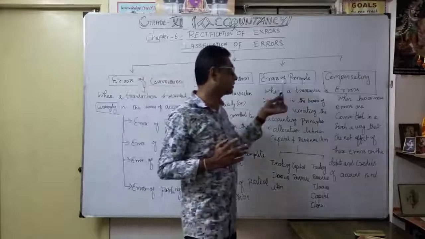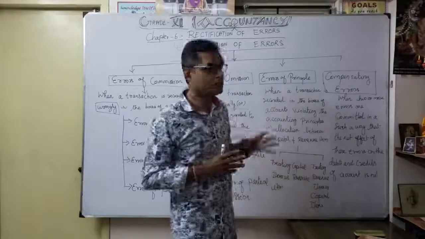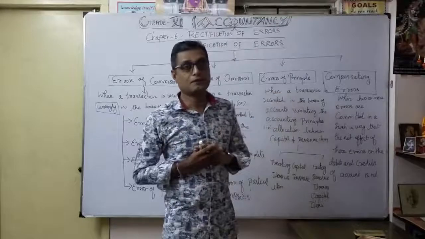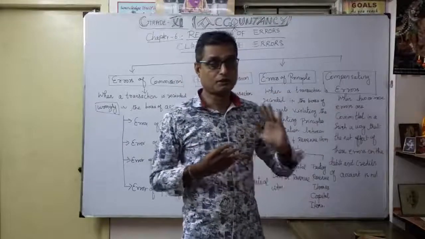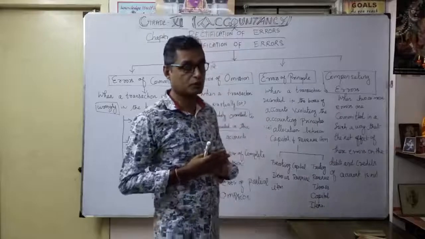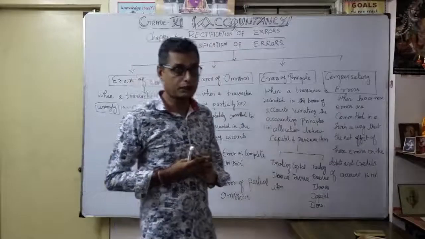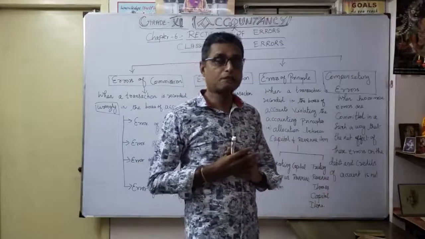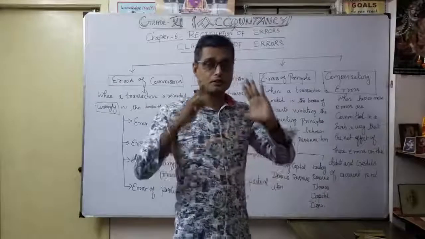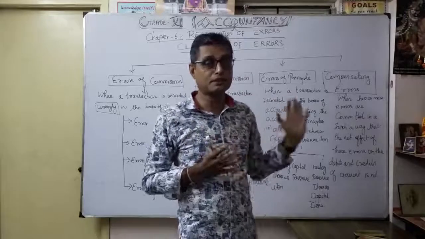Then errors of principle, very, very, very important. This is based upon the different concepts we discussed earlier in the second chapter, isn't it? Different concepts are available, such as the approval concept, understood. How to identify capital expenditure and revenue expenditure, and capital receipt and revenue receipt. So the identification of expenditure is very, very important here.